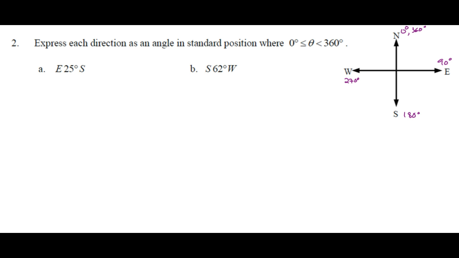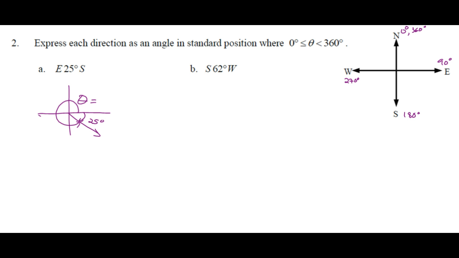I pause because they're also bearings. So a heading of east 25 degrees south, here's what we draw. You say there's north, there's south, there's east, there's west. So you start off east and you go 25 degrees towards the south, so that's 25 degrees. That's your angle. Now, as an angle in standard position, forget north, south, east, west, we want an angle between 0 and 360, so take away the north, south, east, west. This is your rotation angle.